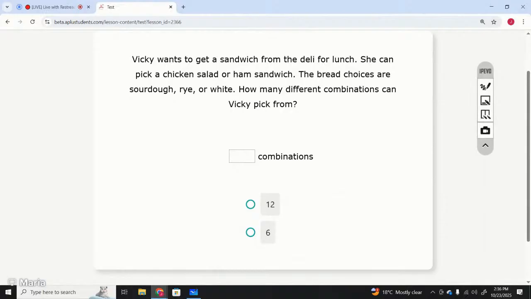Vicky wants to get a sandwich from the deli for lunch. She can pick a chicken salad or ham sandwich. The bread choices are sourdough, rye, or white. How many different combinations can Vicky pick from? 2 times 3 is 6. Option number 2 is the correct option.